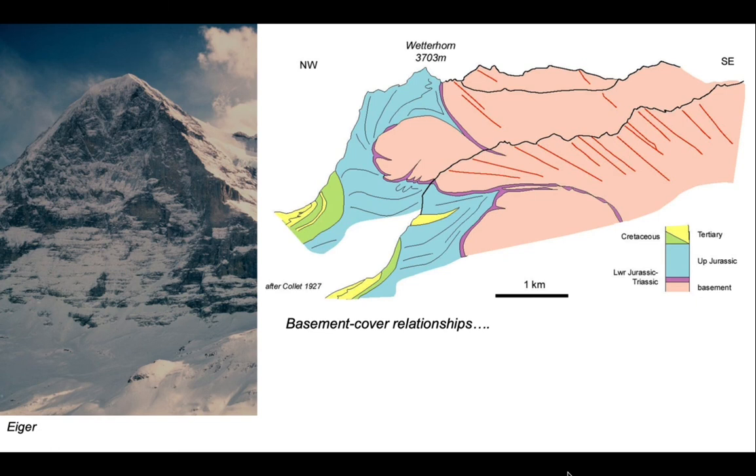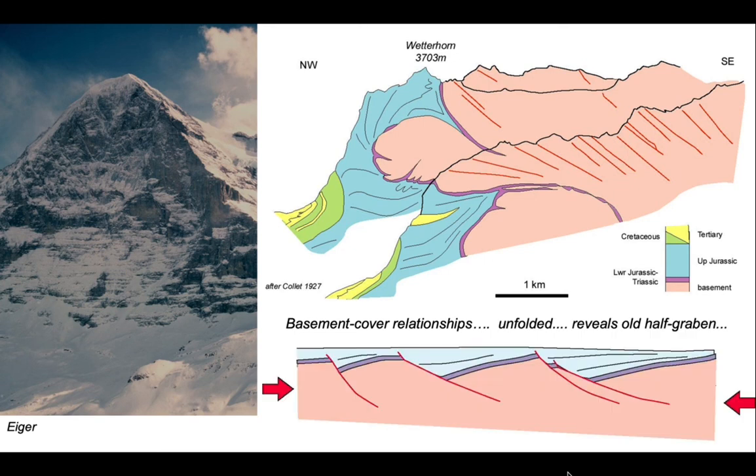Now, we can unravel those bulbous folds. And this is what we find, that the basement cover contact originally was faulted by normal faults that presumably controlled the deposition of the Jurassic strata. Of course, we can use the shape of the folds in the cross-section at the top to infer the relative competence, viscosity if you will, between basement and cover at the time of deformation, and the basement is behaving more competently than the Jurassic rocks.